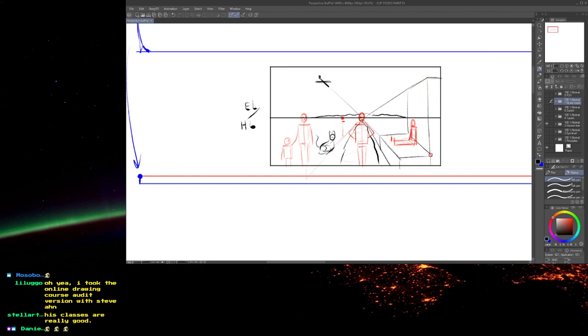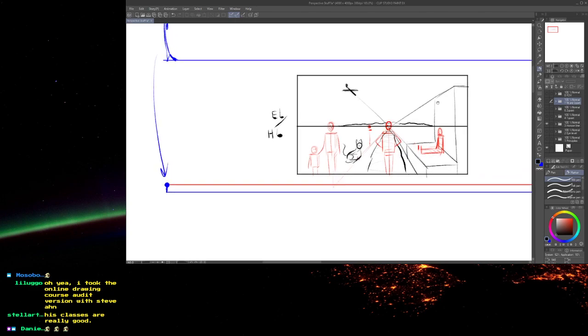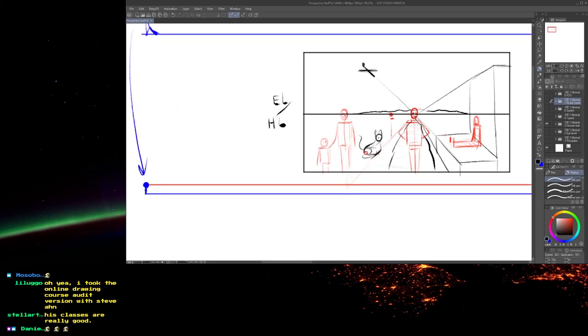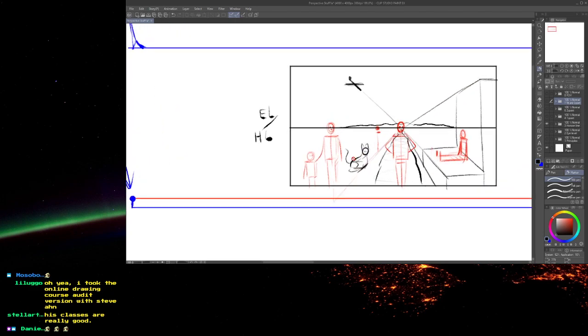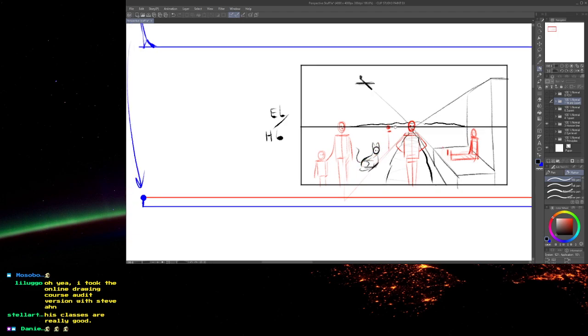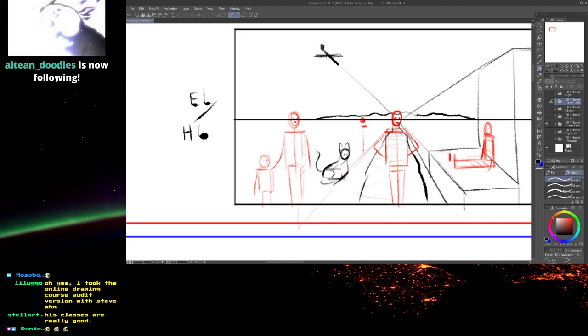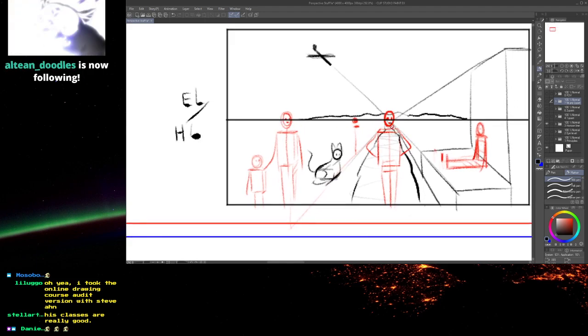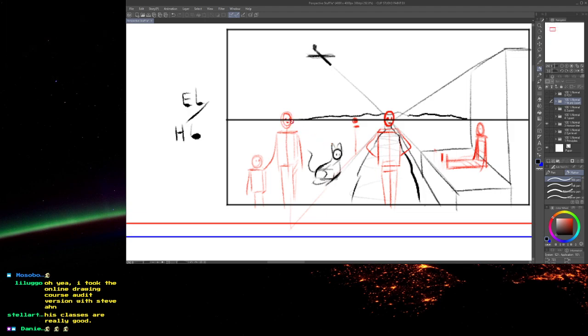This building sort of thing up here goes above you, so it's going to appear up there, and you're not going to be able to see the top of it. This cat or dog thing that's down there, you can see kind of the back of it right there. And I also drew some people in here to show an example. These are two people right here that are the same height as you, and they're standing on the horizon line, and this guy's looking straight at you.